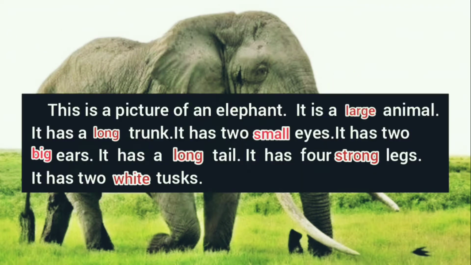I am telling some lines about this picture. This is a picture of an elephant. It is a large animal. It has a long trunk. It has two small eyes. It has two big ears. It has a long tail. It has four strong legs. It has two white tusks.